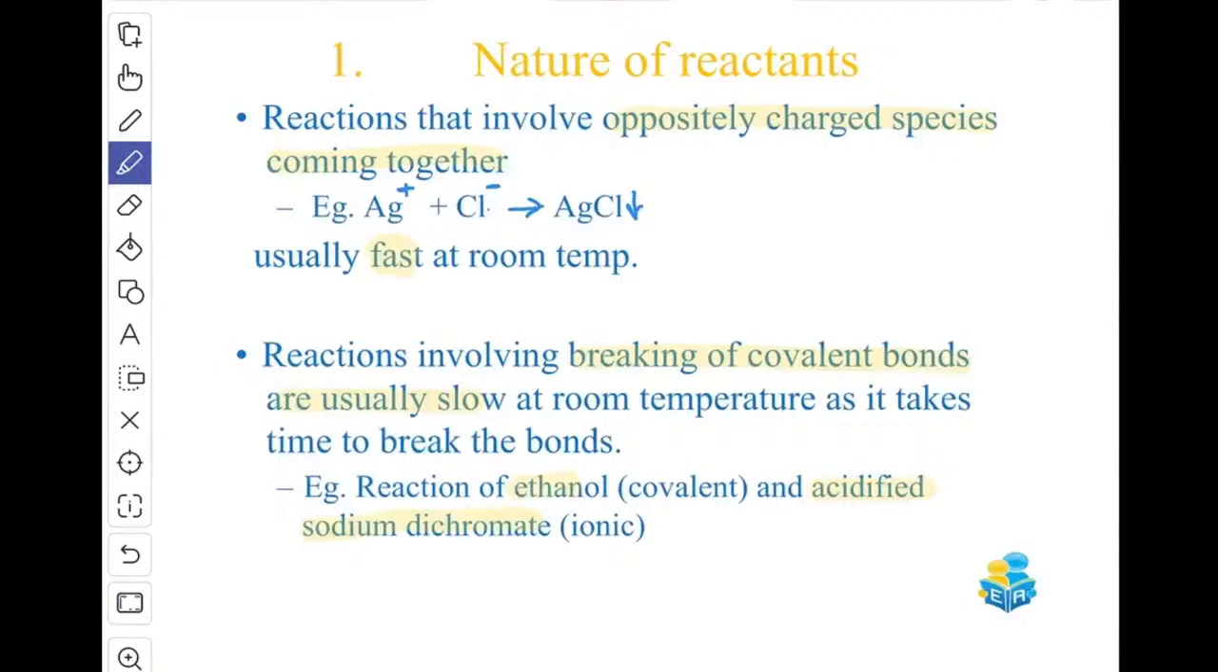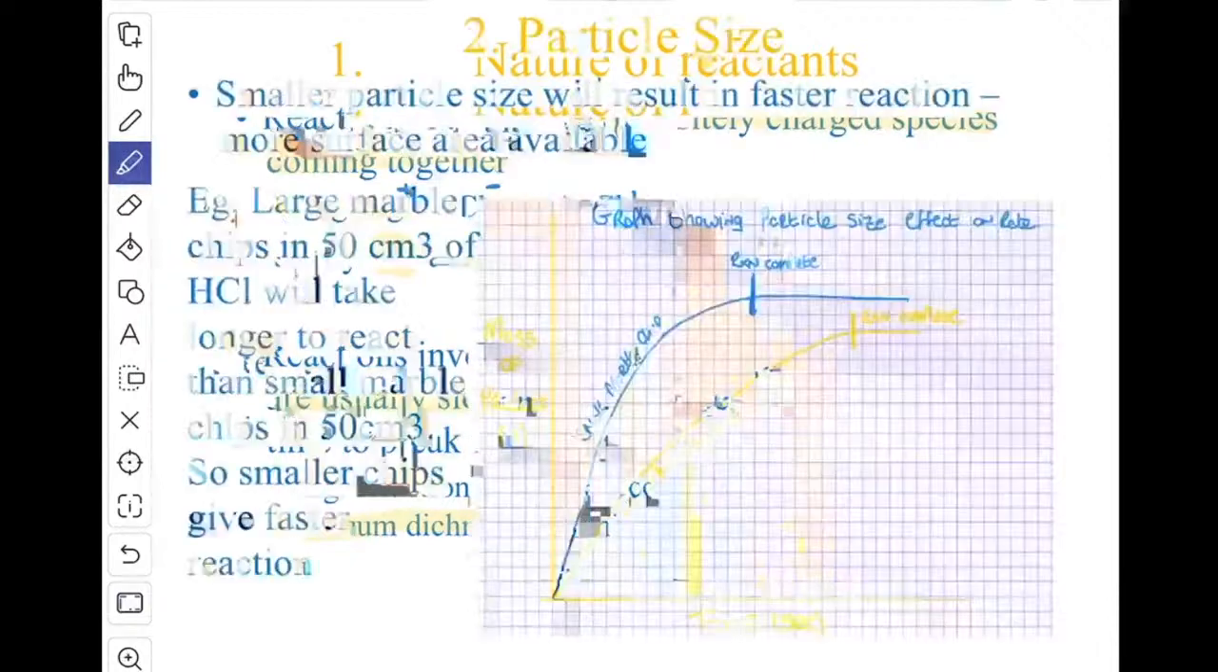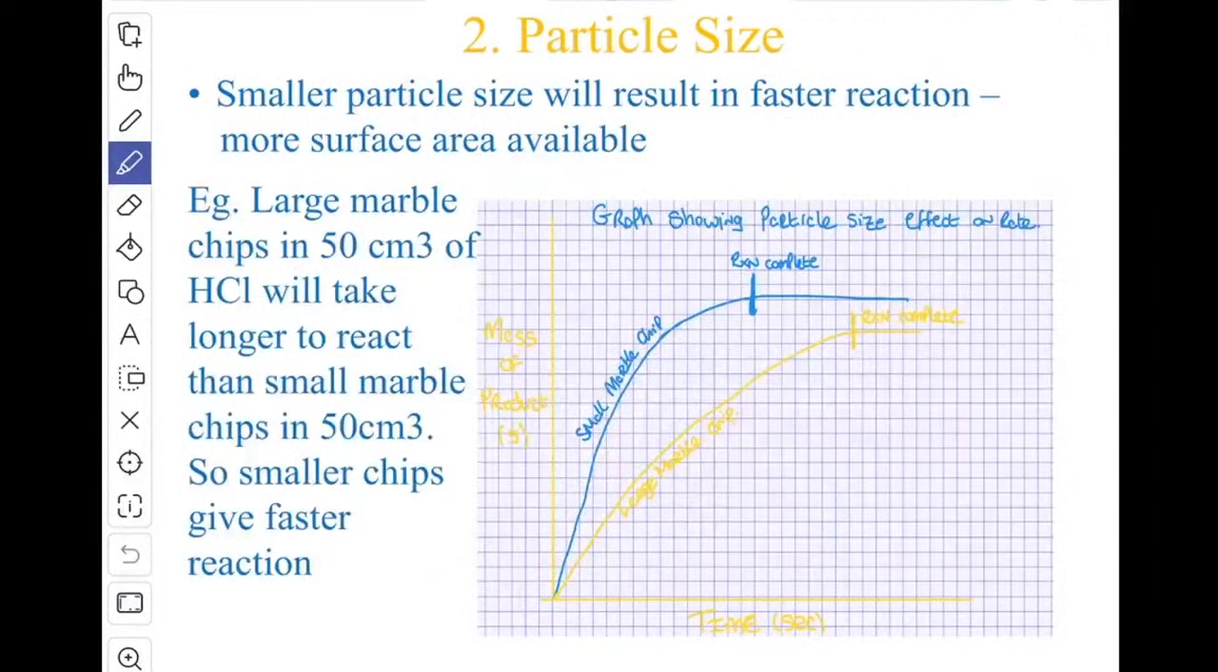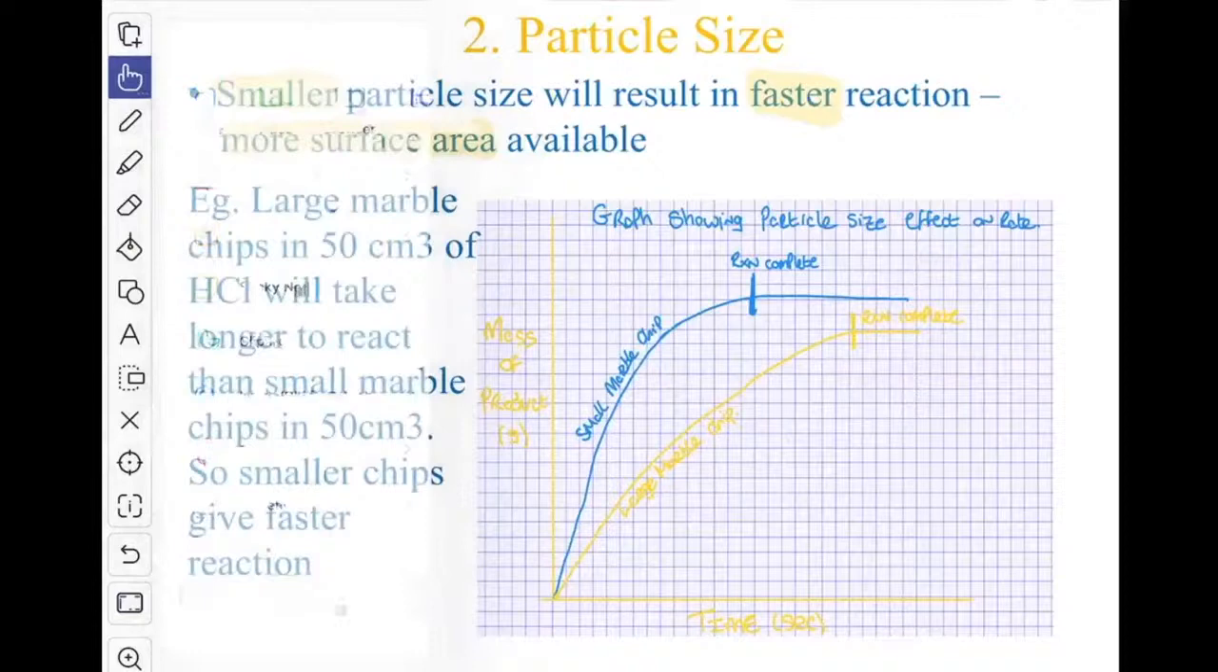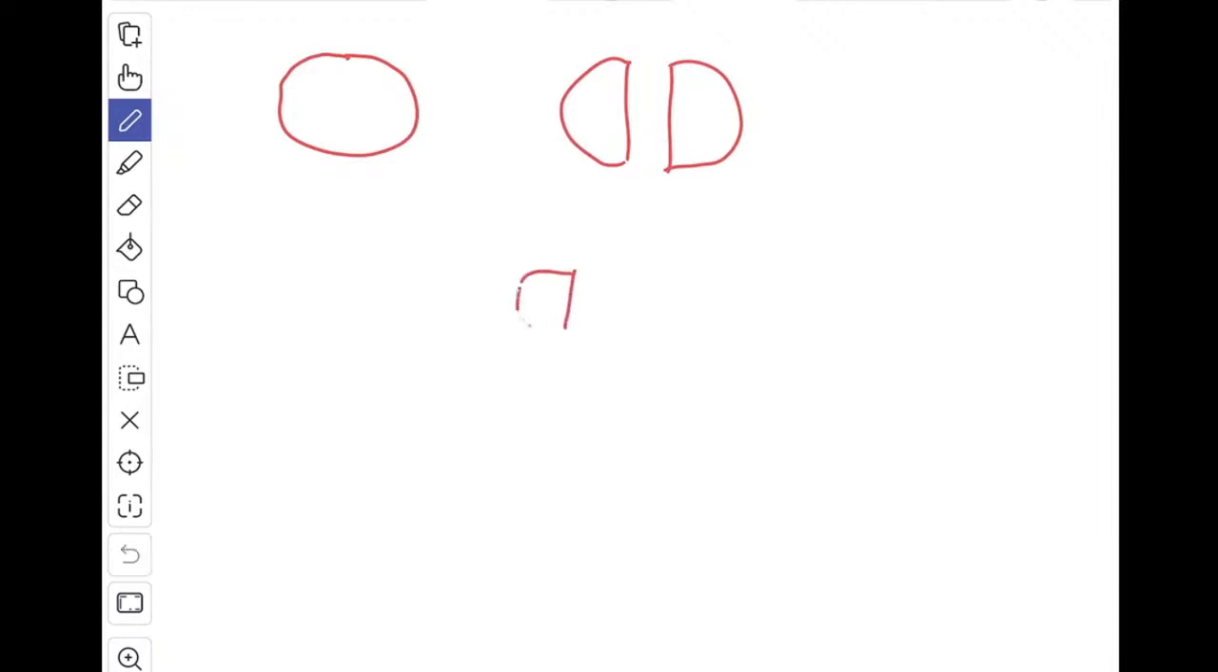If we look at particle size, the smaller the particle size, the faster the reaction. This is because there is more surface area available. How I like to explain this is using the idea of Barocca tablets. If you have a whole tablet, then a tablet split into halves, or a tablet split into quarters, like I'm showing here.